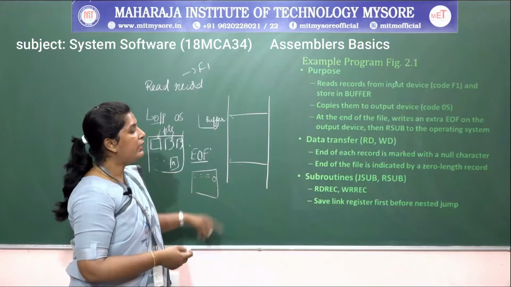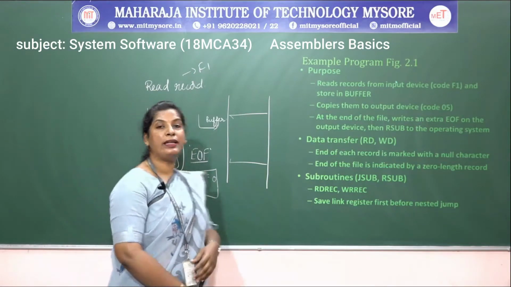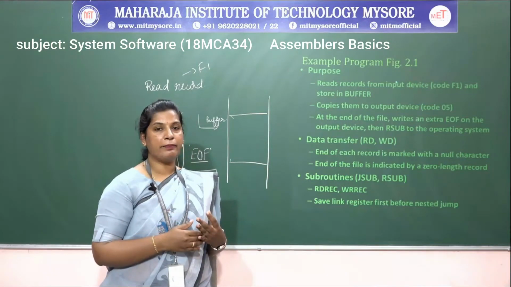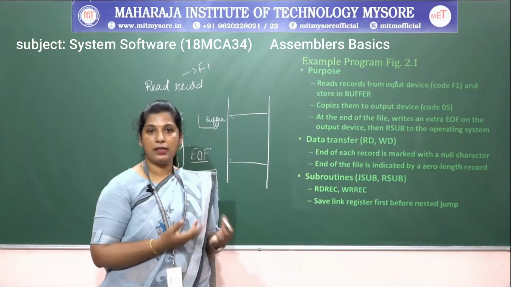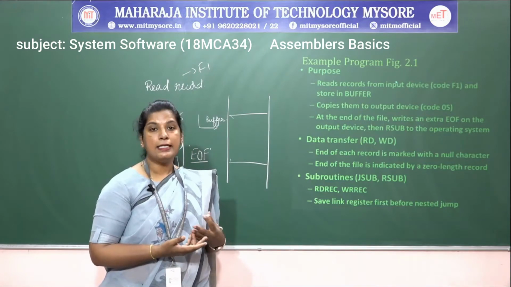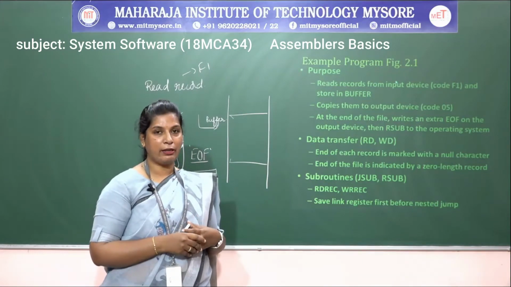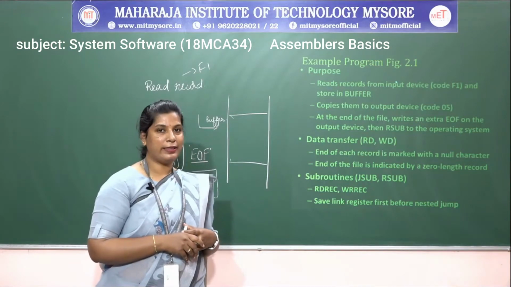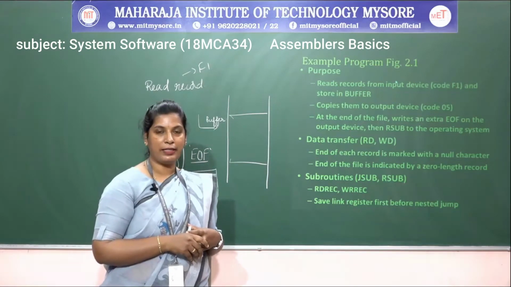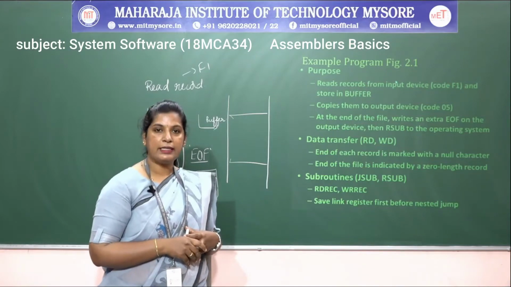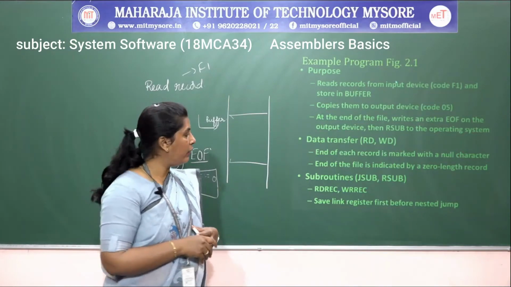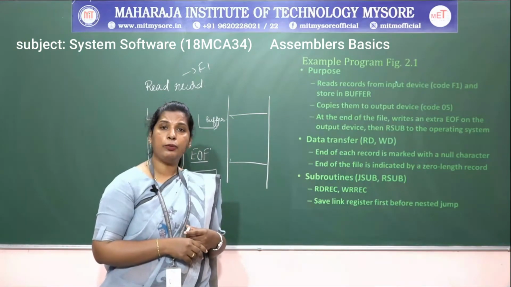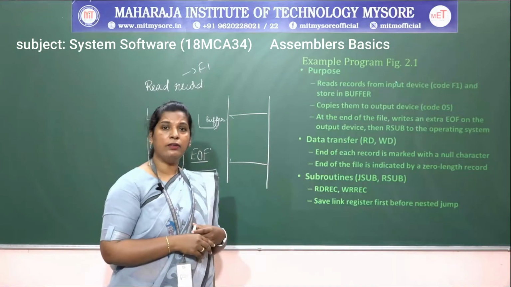By putting 0, the end of the file is indicated by the 0 length record. If no characters are there in the record, the length of the record is 0. So that is the 0 length record. Once we get the 0 length record, it means end of file. End of record means no more records are there to be displayed from the file.